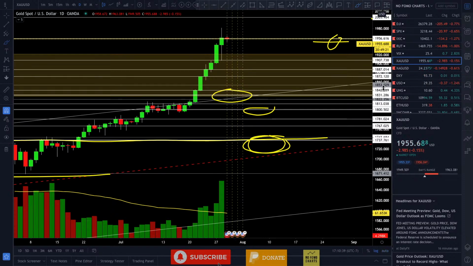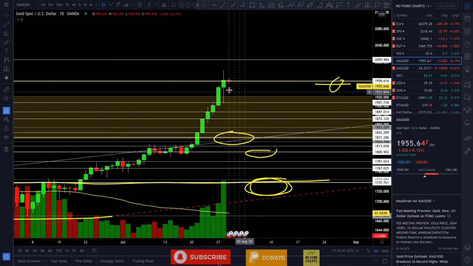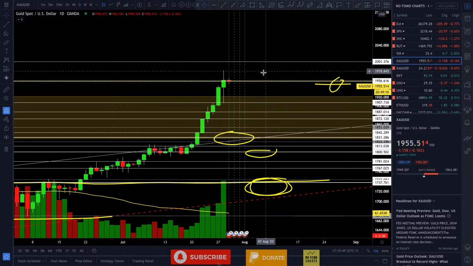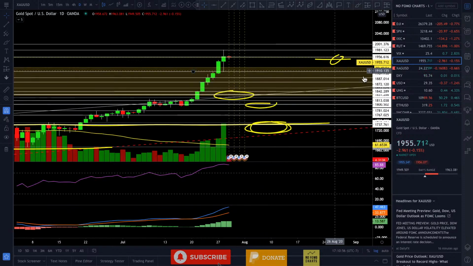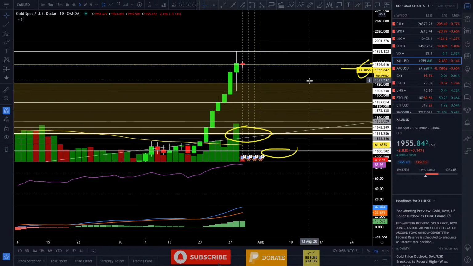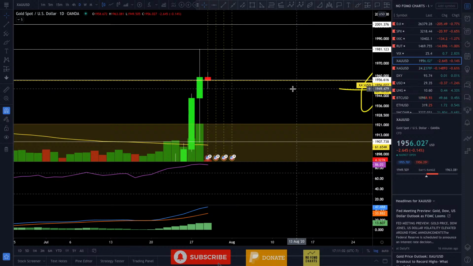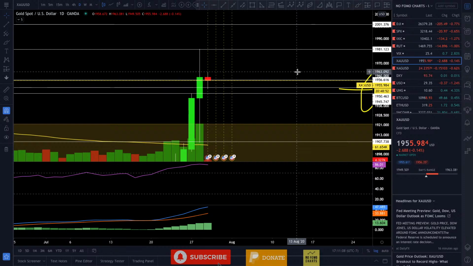So if gold has a bullish reaction over the next few days, this week, we're looking at 2000, right? 2000, maybe also 1981, right here, the top of this candle. $1950 is also a support level. 1945 support level. Resistance, 1963.